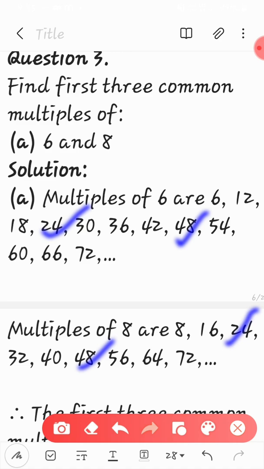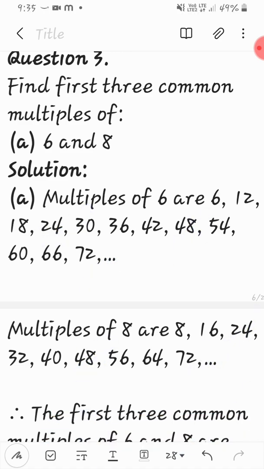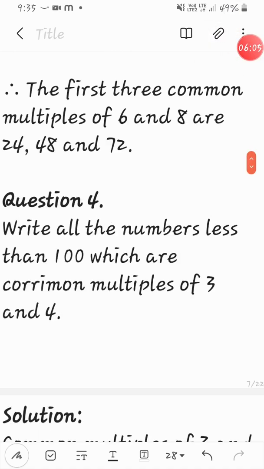Same way 54, 60 and 66 are there in 6 but not in 8. But 72 is there in both. More multiples we can write, but since the question asks only for the first 3 common multiples, we got the 3. Therefore, the common multiples of 6 and 8 are 24, 48 and 72.